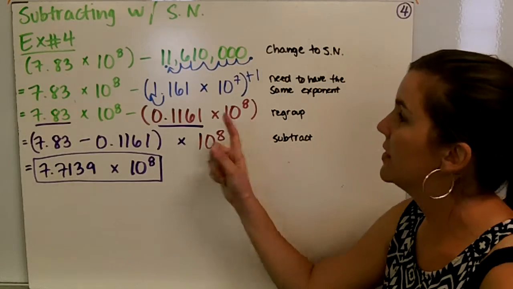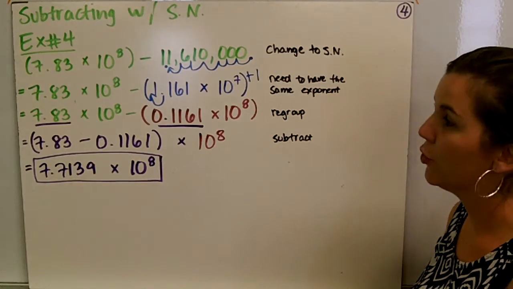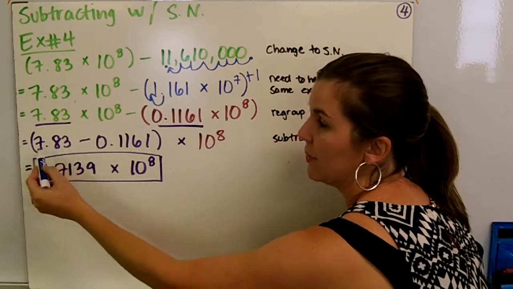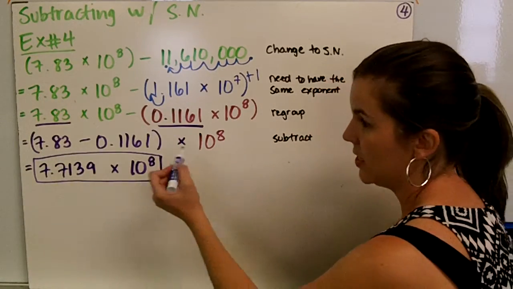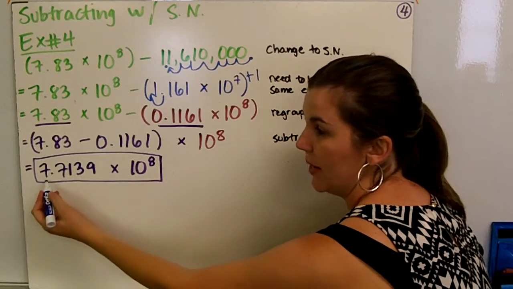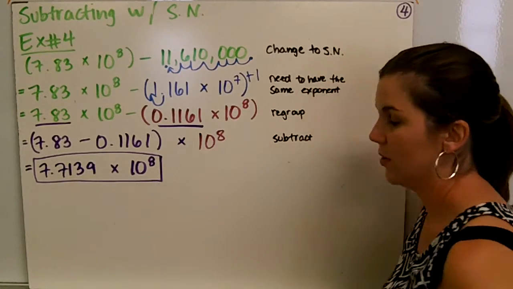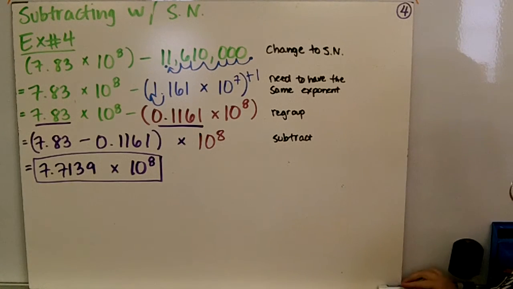And now that we have the same exponents, we can go ahead and group them and subtract. So put these two pieces together because they're the same kind of number. And you can type that in your calculator or do it by hand, 7.7139. And then we just write 10 to the 8th one time. Any questions?